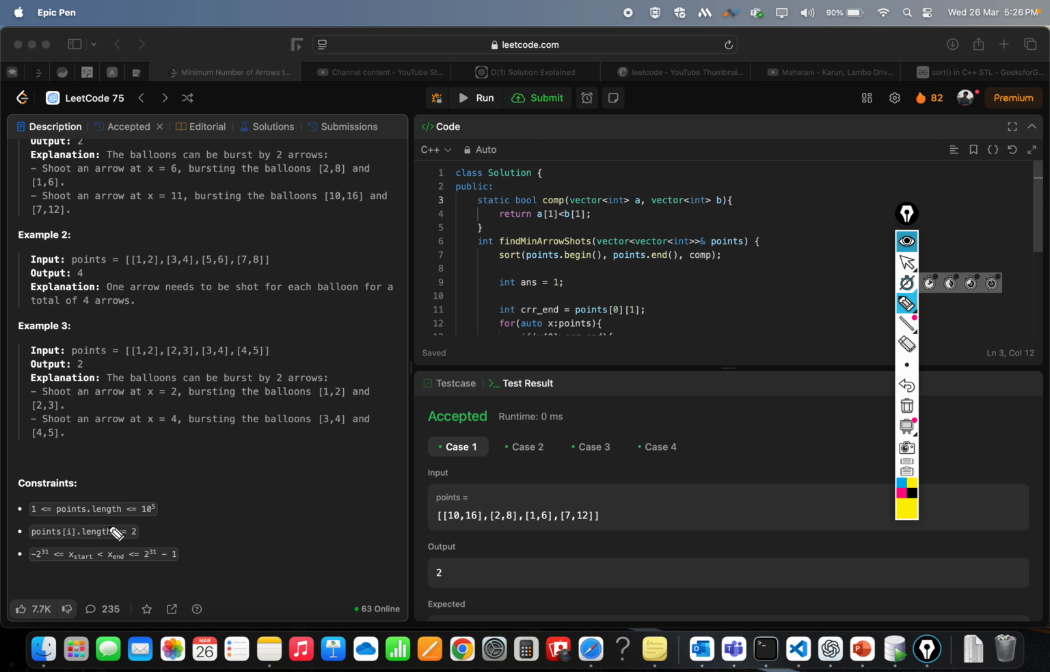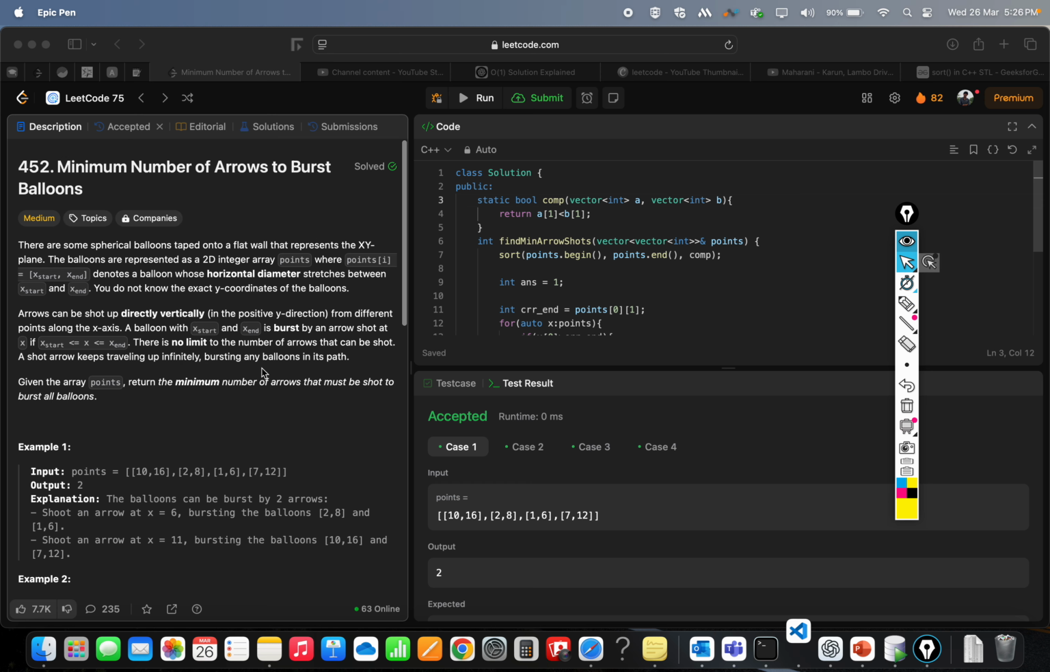For the third case, there are these balloons, right? 1 2, 2 3, 3 4, 4 5. So one arrow will go like this and burst these 2 balloons, and one arrow will go like this, exactly at the intersecting point, and burst these balloons. So the answer is 2. So this is the problem which is given to us.